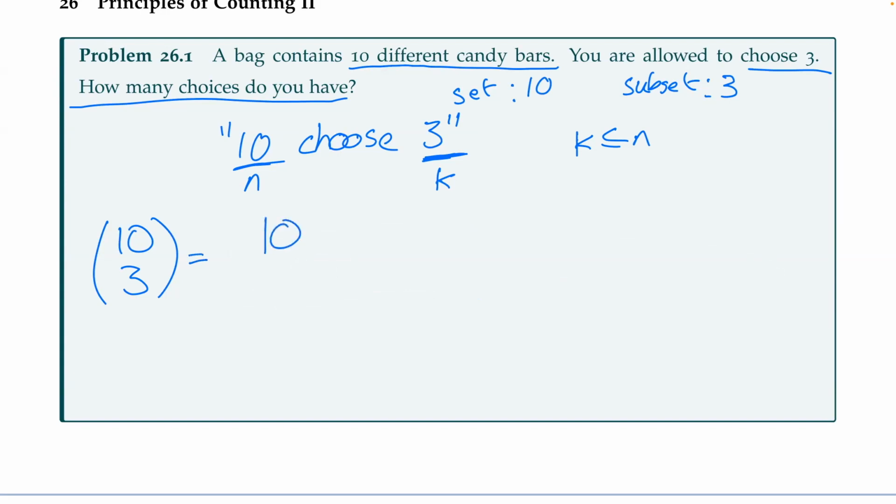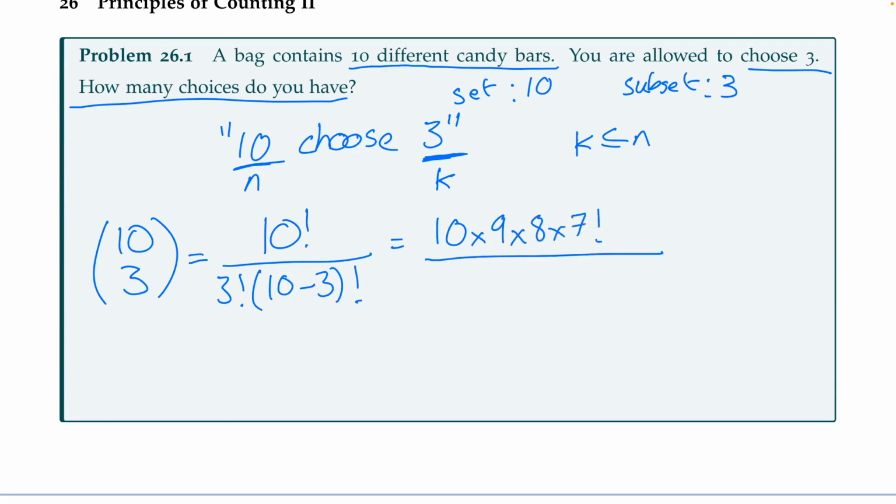How do we work that out? This is n factorial, so n is 10 here, divided by k factorial, k is 3, and then brackets n minus k, so 10 minus 3 factorial. So expanding this out, we can write this as 10 times 9 times 8 times 7 factorial, divided by 3 times 2 times 1 times 7 factorial. The reason I've written it in this form is that we can cancel those 7 factorials. They're exactly the same.